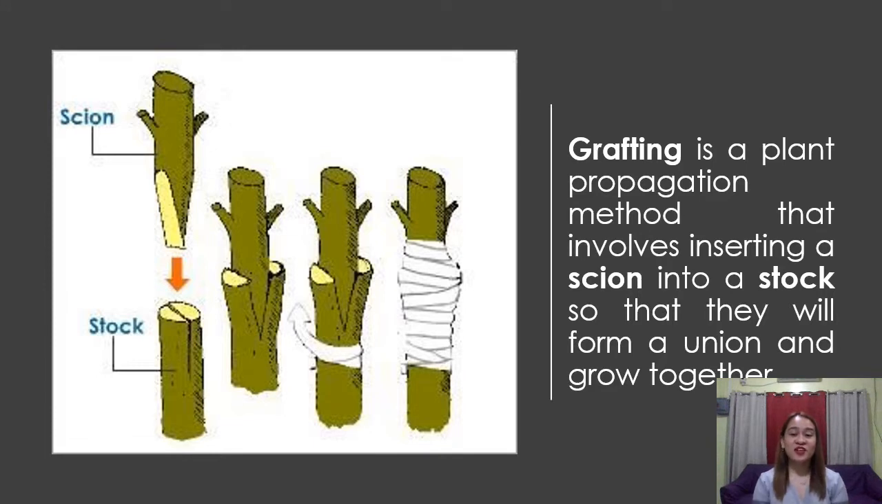The next method is grafting. Grafting is a plant propagation method that involves inserting a scion into a stalk so that they will form a union and grow together. You have on screen there an illustration of how grafting is done.